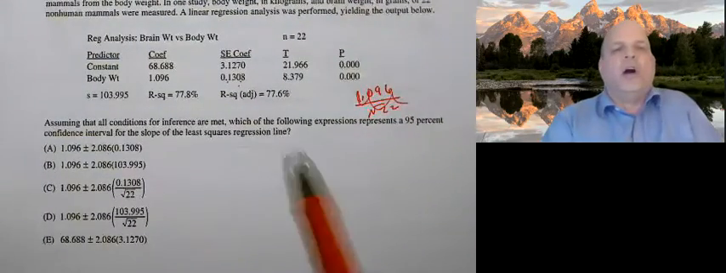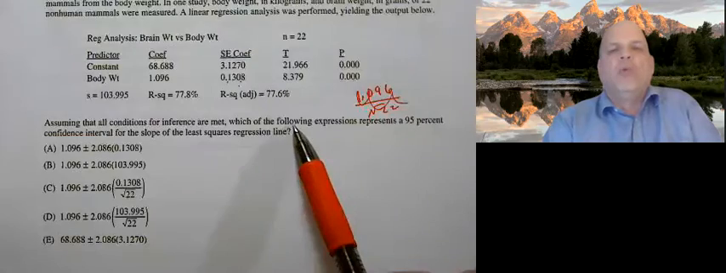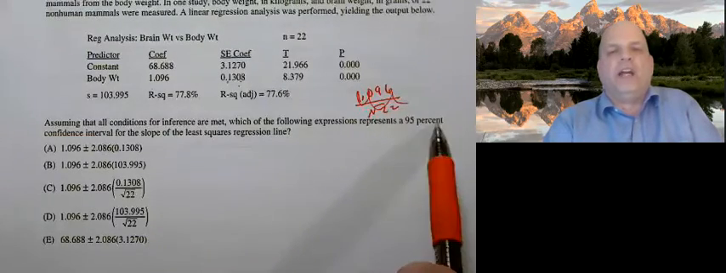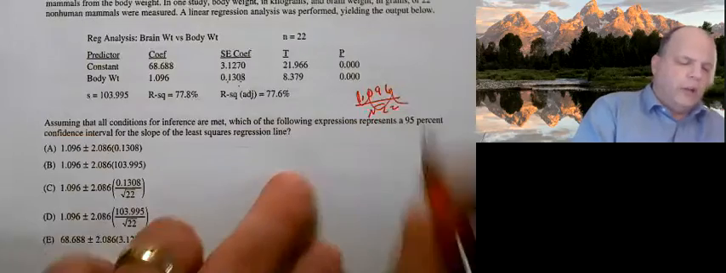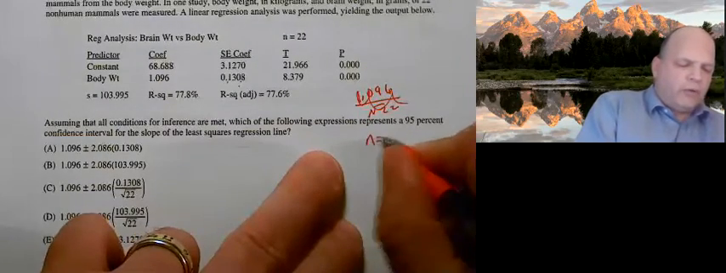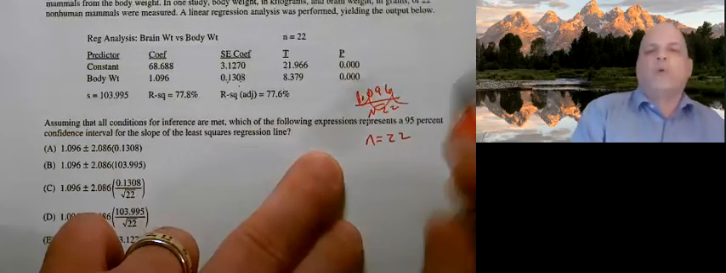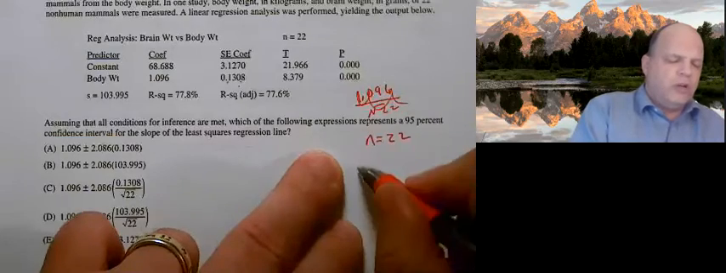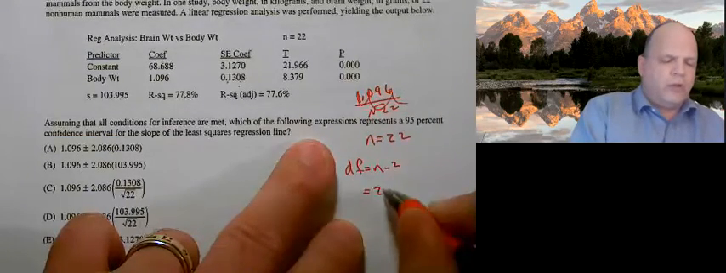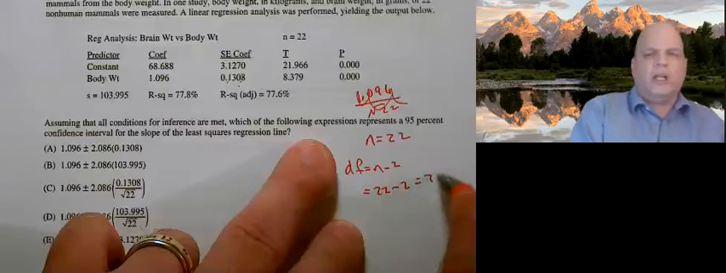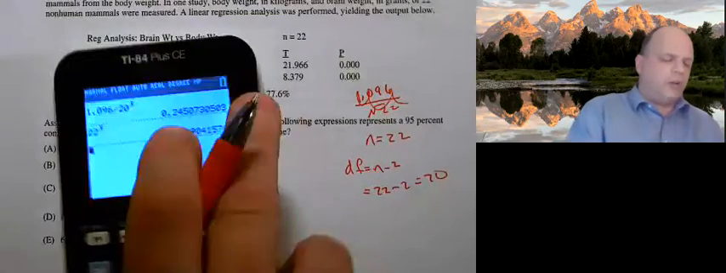So assuming that all conditions for inference were met, which of the following expressions will represent a 95% confidence interval for the slope of the least squares regression line? Well, first off, n equals 22. And when we're working with regression, degrees of freedom is n minus 2. So that's 22 minus 2, or 20. So let's go ahead and calculate our t-star.